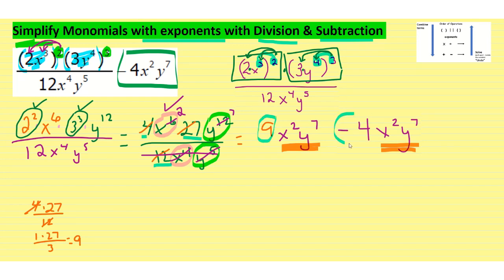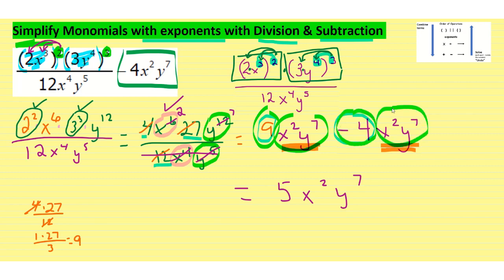9 minus 4. So what is 9 minus 4? 9 minus 4 is 5. x squared y to the 7th. So does that make sense to you that we have 9 of these things, and then we want to take away 4 of the same thing, and so that gives us a final answer of 5x squared y to the 7th.